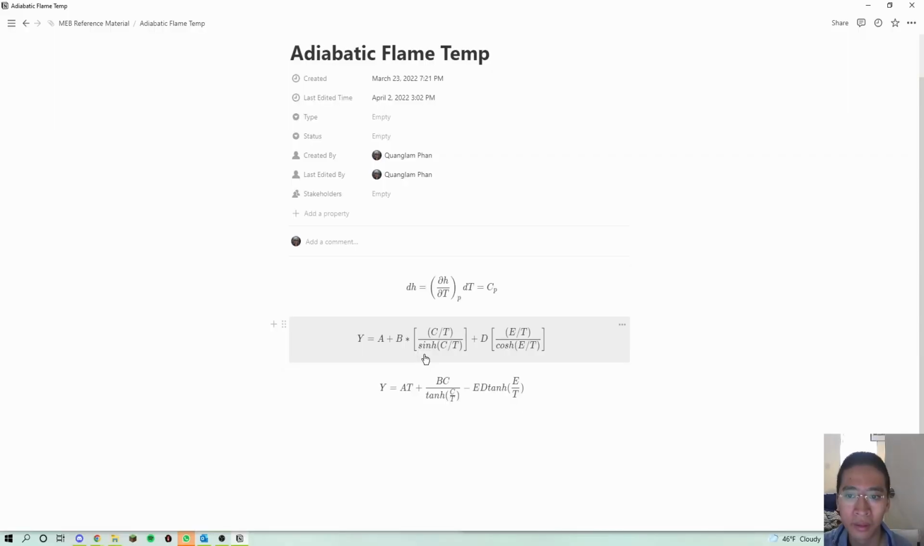Okay, we're back in the computer, and you see a couple of equations in front of you, and let's walk through them.